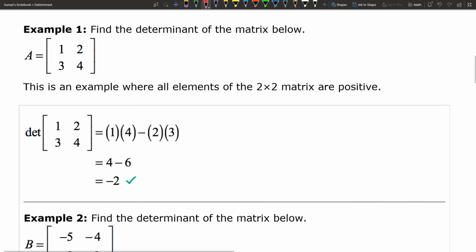The first matrix has been given, according to the rows, as 1, 2 and 3, 4. So obviously the determinant would be 1 into 4 minus 3 into 2. So the result is 4 minus 6, that is minus 2.